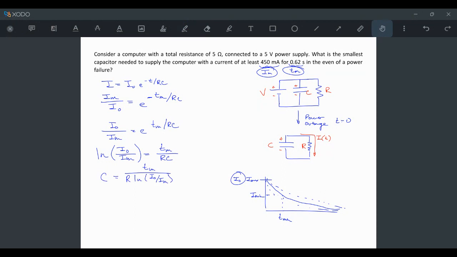So this is just an initial condition. It's how much current is flowing right away. So before the power was turned off, the computer and the backup power capacitor, if you want to think of it that way, was powered by this 5-volt power supply.